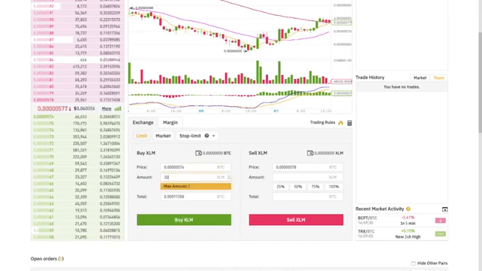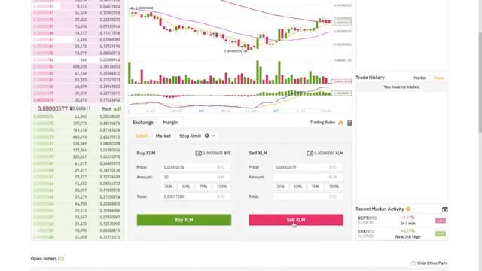You then state the amount that you would like to purchase, and it will give you your total amount here in Bitcoin. Now, exactly the same rules apply in terms of selling. So you can sell at a higher price than what the current market is dictating. And you can obviously put in the amount that you then want to sell. It will give you your total in Bitcoin, and you can click onto sell XLM.